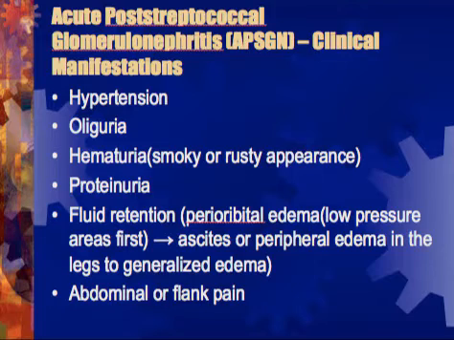Proteinuria, and this proteinuria varies with the degree of severity of this disease process. Fluid retention, which usually begins in periorbital edema or low pressure areas. It moves into ascites or peripheral edema, and then a more generalized edema. And also a sign and symptom of abdominal or flank pain.